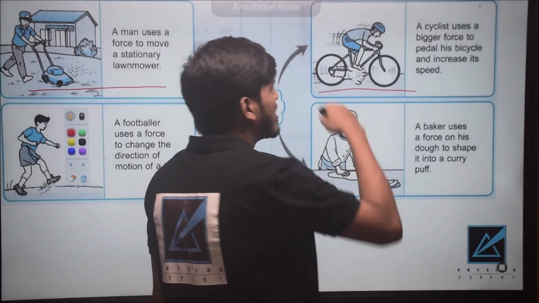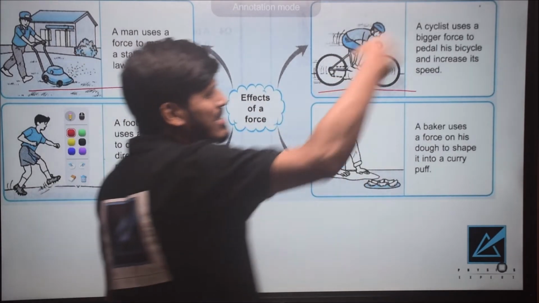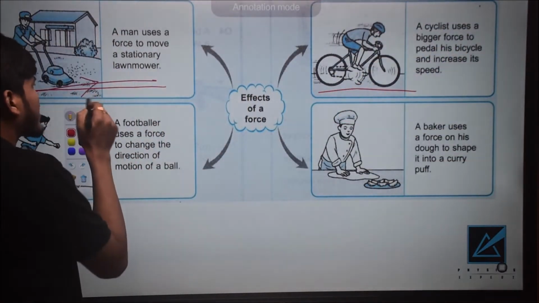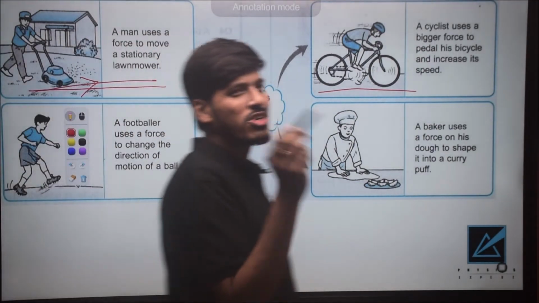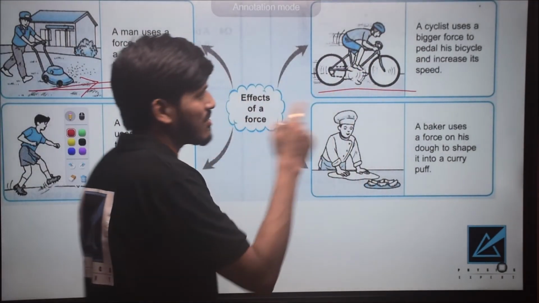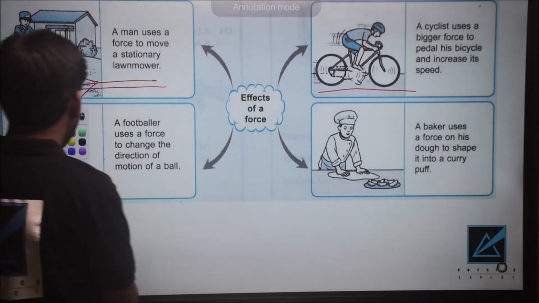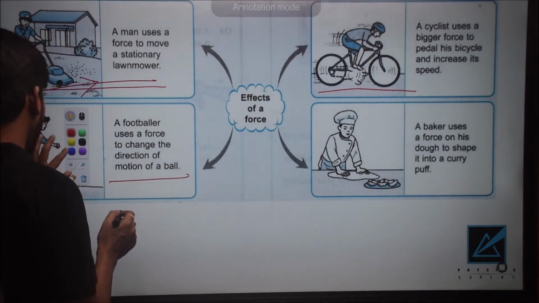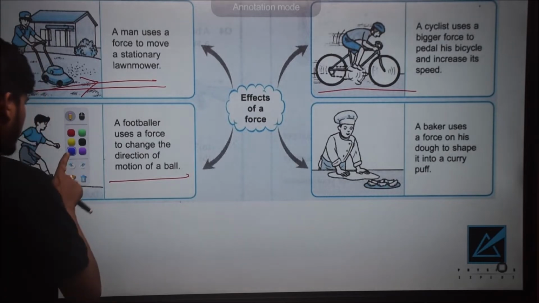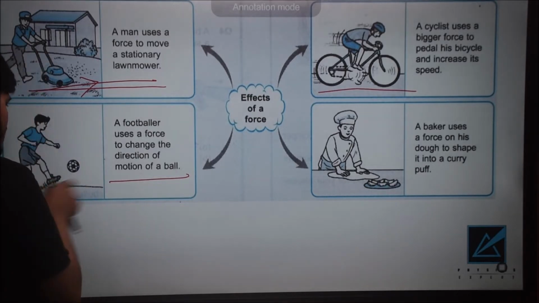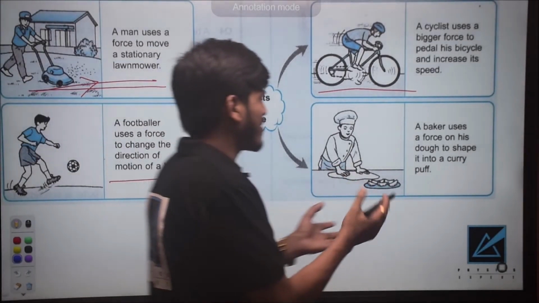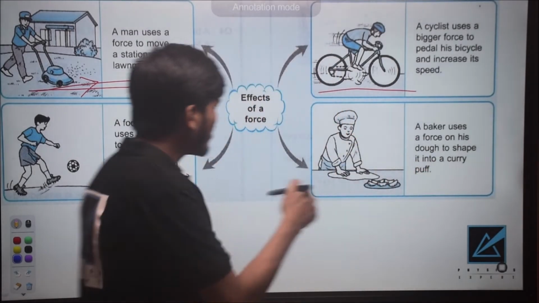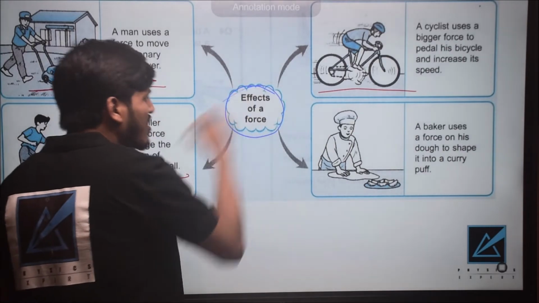Here this person is exerting force to increase the speed of the body. This person is exerting force to change the motion of the body. This one is trying to change the direction of the ball, and he is exerting force to change the shape, right? So these are the effects of force.